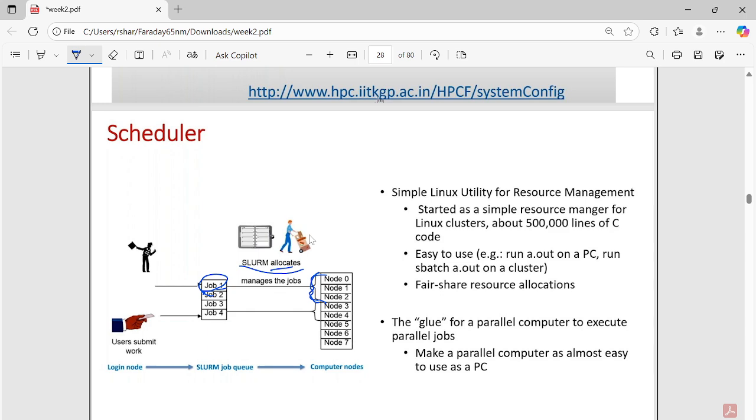This is a popular scheduler known as Slurm, which is a simple Linux utility for resource management. It started as a simple resource manager. It has around 500,000 lines of C code, and it is easy to use. We can run it on our PC also, but generally it is used in a cluster environment.